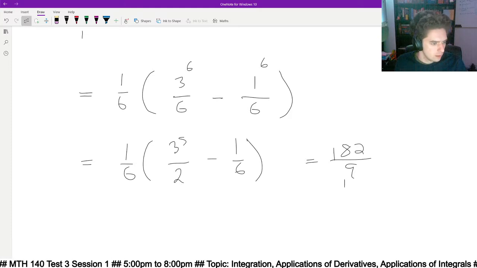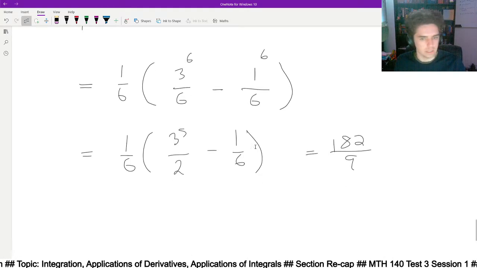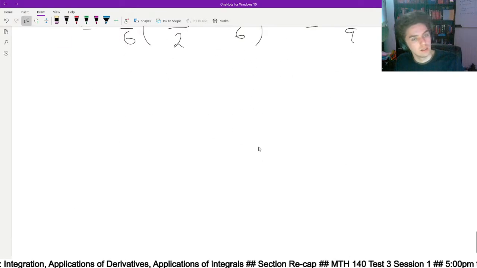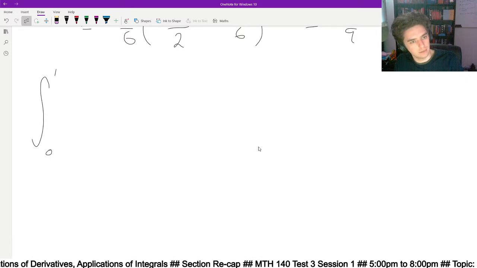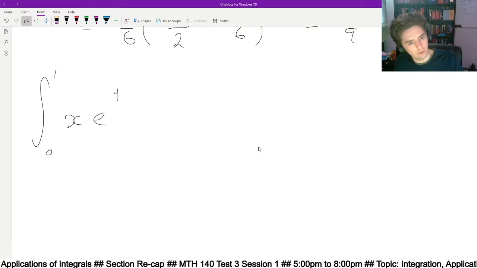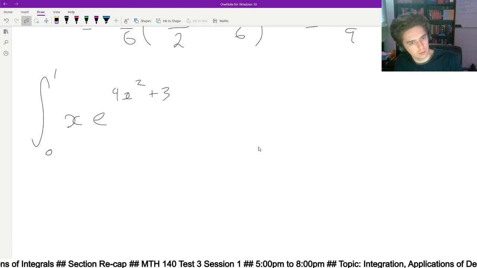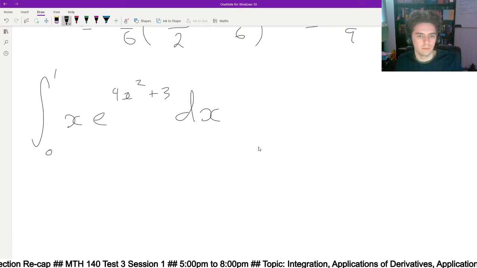Okay, so I guess I may as well do an exponent one as well, like an exponential function one. Okay, let's do an exponential function one. So the exponential function one is a definite integral, from 0 to 1 of x e to the 4x squared plus 3 dx. Okay, that's our integral. We're evaluating it from 0 to 1.